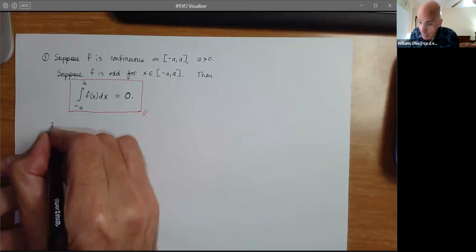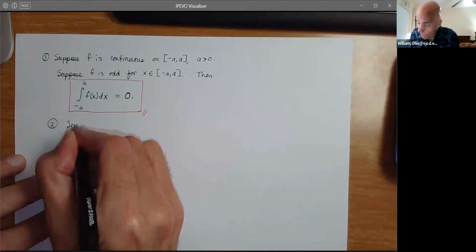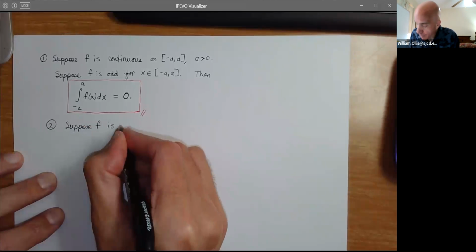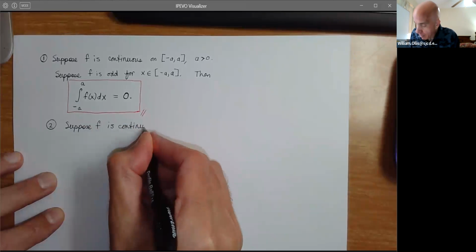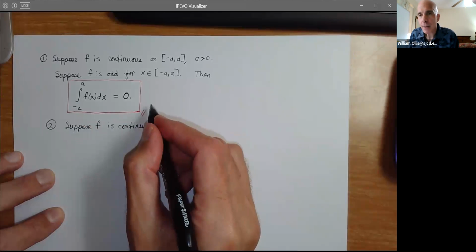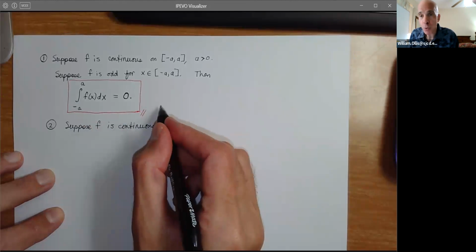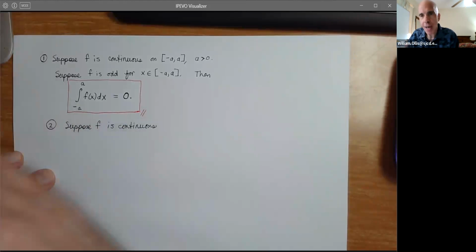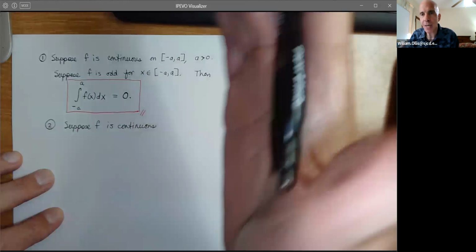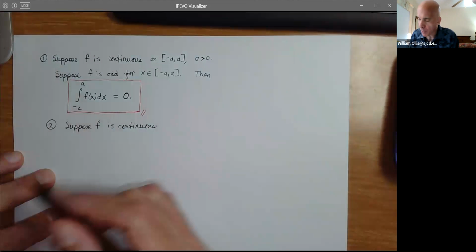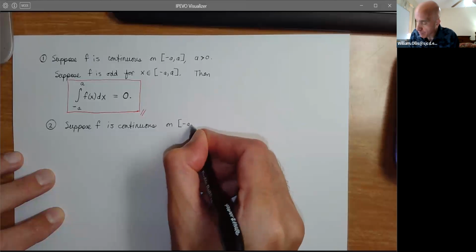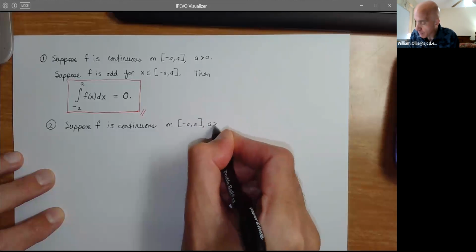The second item is this. Suppose f is continuous. And if you want to think in terms of a picture, an odd function is symmetric with respect to the origin. So you can see that you have an absorption, so to speak, of a positive area and a negative area. So that's one way to think about the proof. So f is continuous on the symmetric interval where a is positive.